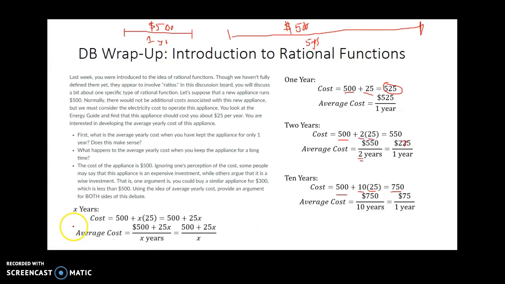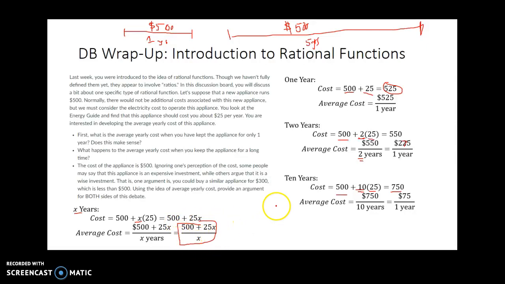Okay, well, so if I generalize this concept and I say I'm going to keep it for X years, then noticing the pattern, the coefficient on 25 is basically just the number of years. So if it's X years, it would be 500 plus X times 25, or 500 plus 25X. Now I have to divide that by the number of years, which in this case is a variable, so X years, and so now I've got a function.